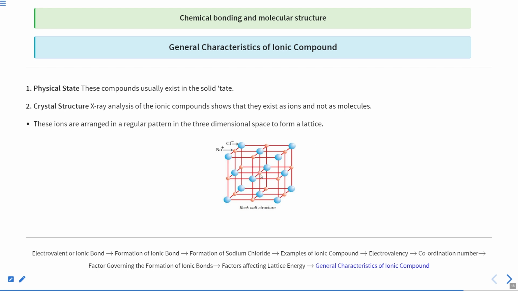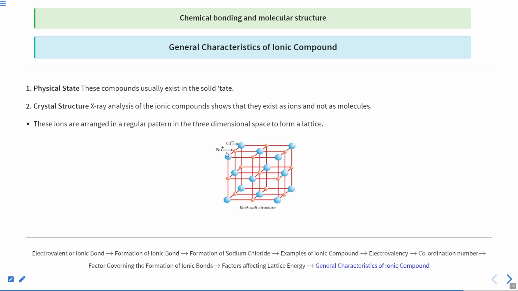This is the Na plus ion. It is surrounded by how many chloride ions? 1, 2, 3, 4, 5, 6. This one and this one is 1, this one and this one is 2, this one and this one is 3. So 3 pairs are there. Therefore, each chlorine ion is surrounded by 6 sodium ions. Each sodium ion is similarly surrounded by 6 chlorine ions.